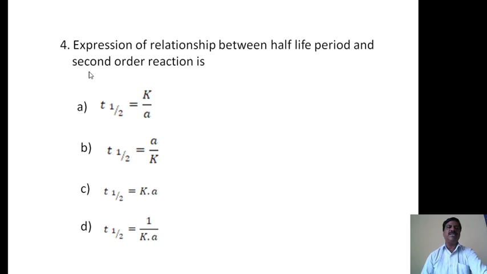Fourth question: the expression of the relationship between half-life period and a second order reaction is: first option, t half is equal to K divided by A; option B, t half is equal to A divided by K; option C, t half is equal to K into A; and option D, t half is equal to 1 divided by K into A. Choose the correct answer. I will give 10 seconds.